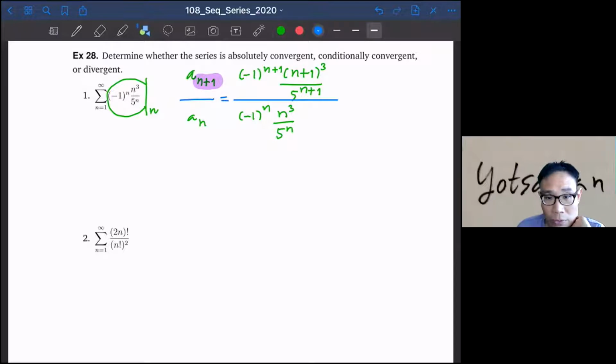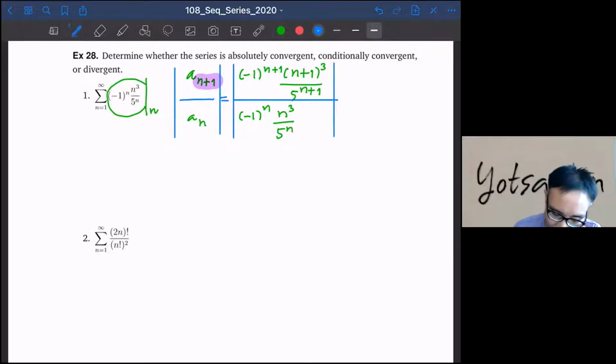And so you see that you need to put absolute value as well. You're going to put absolute value and absolute value like this. And the thing that you are trying to compute, you'd like to simplify this guy.